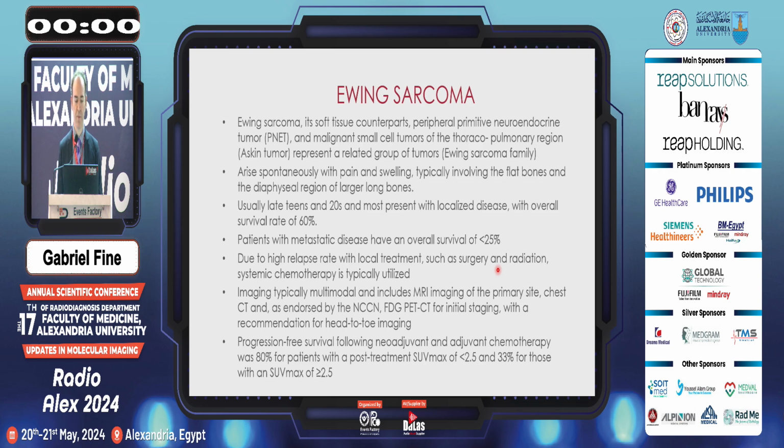Due to the high relapse rate with local treatments such as surgery and radiation, oftentimes these patients do receive systemic chemotherapy at the outset. Imaging is typically multimodality. FDG PET-CT is endorsed for staging, and again, head-to-toe imaging. Progression-free survival following neoadjuvant and adjuvant chemotherapy was 80% in patients with SUV less than 2.5. So with a low SUV, their chance of progression-free survival is better.